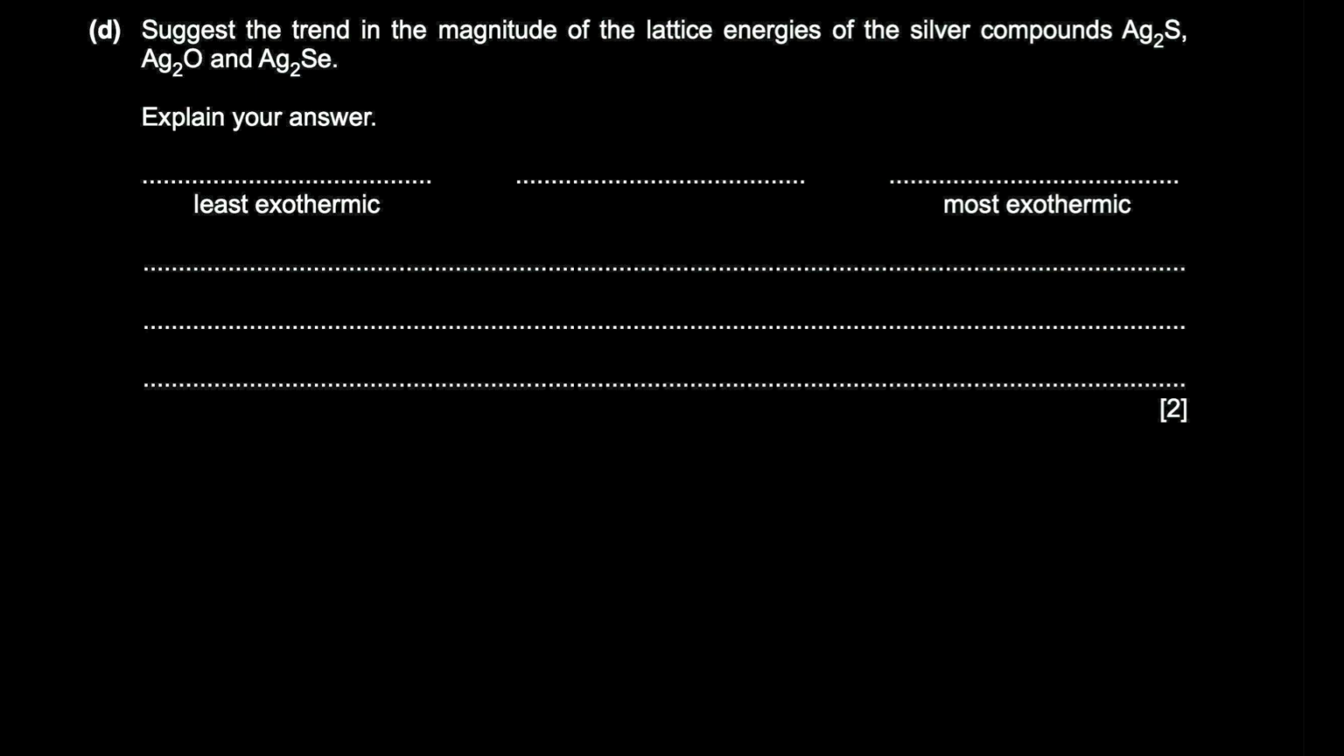Down the group, the ions are going to get larger, right? So we have oxygen, sulfur, and then selenium. That means the most exothermic will be the lattice enthalpy of silver oxide, because the smaller the ion, the stronger the forces of attraction, the more exothermic the lattice enthalpy. More energy is released when ionic bonds form. So smaller ion, more exothermic lattice enthalpy, and the least exothermic will be for silver selenide. And then silver sulfide is going to be in the middle.